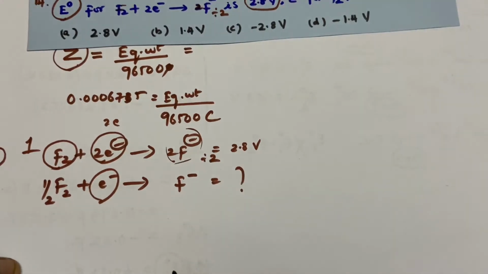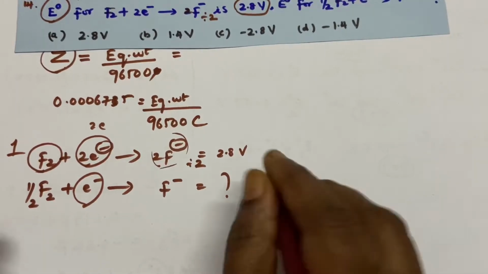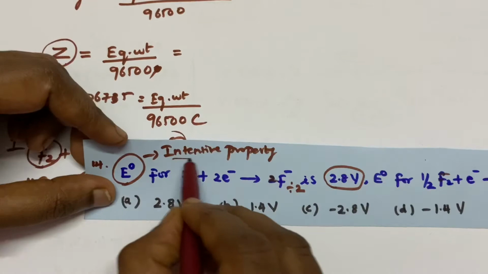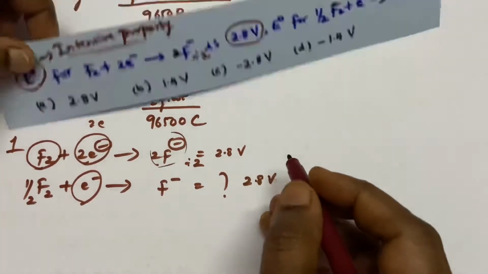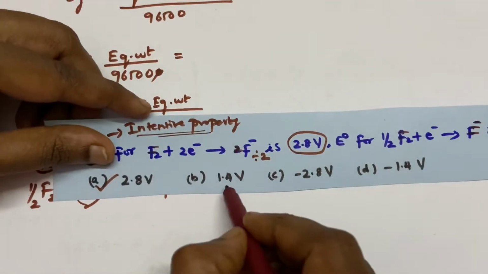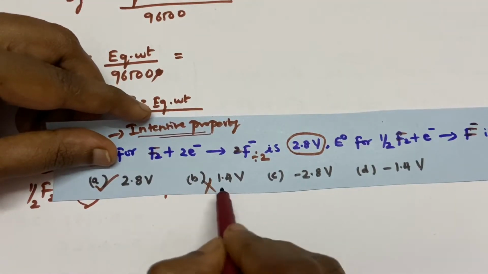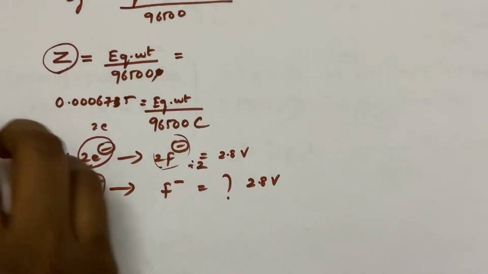So what will happen to the EMF? Nothing will happen. I told you EMF is an intensive property. It does not depend on the amount, the same value. So the answer is 2.8 volt. You should not go for 1.4 volt. Please remember, it is an intensive property.